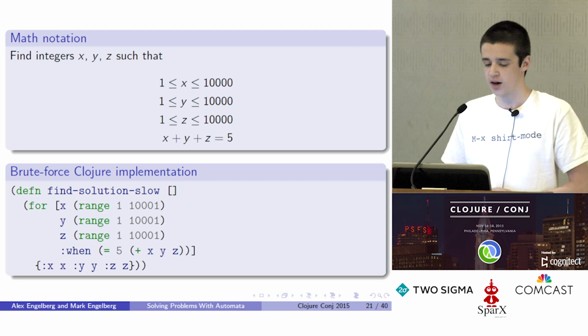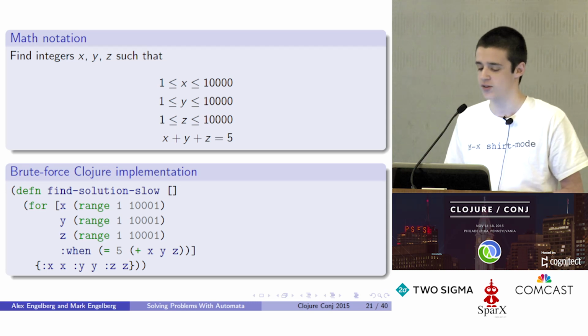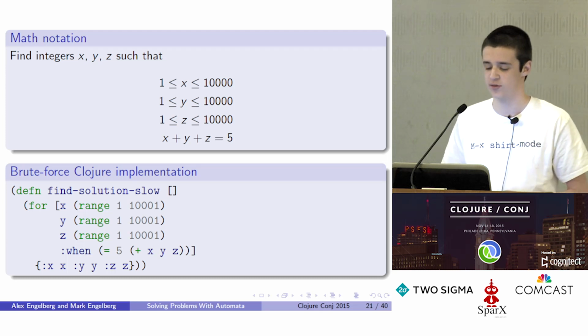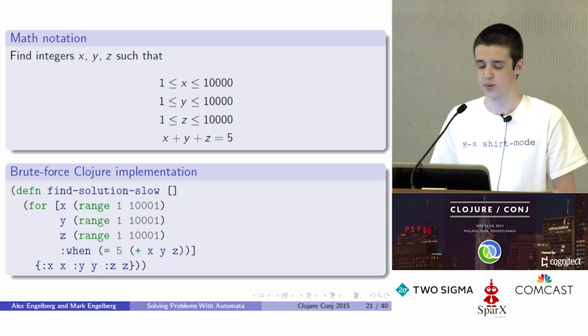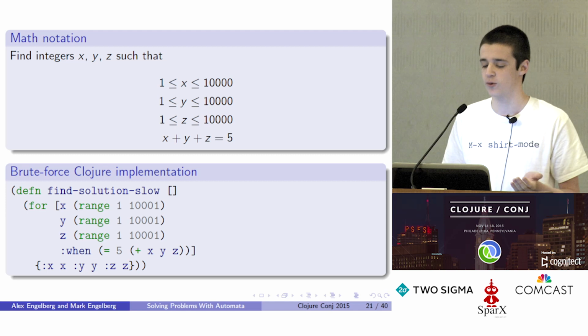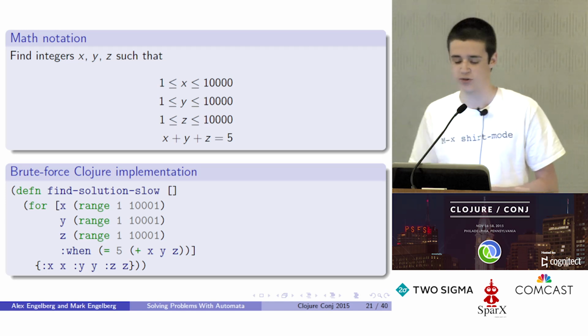The way Loco works is it works with finite domain integer variables. So basically, any integer variable that has a concrete minimum and maximum bound, or some set of values it could be. Here we have a pretty simple problem where we have variables x, y, and z. They're integers, and they're in a finite domain, 1 to 10,000. And we have one constraint, which is x plus y plus z equals 5.